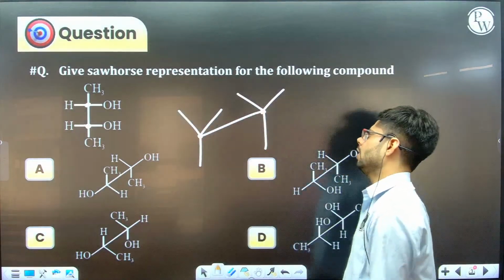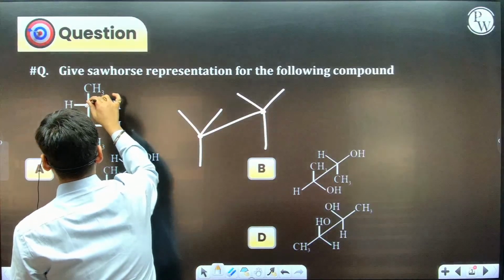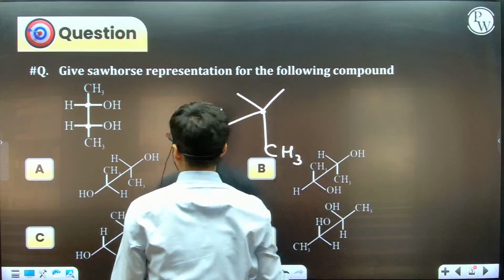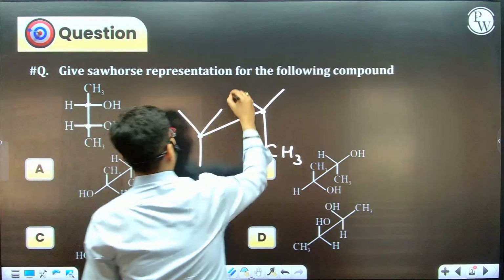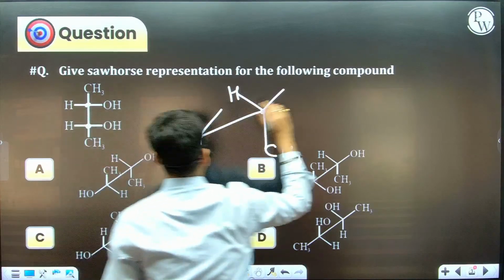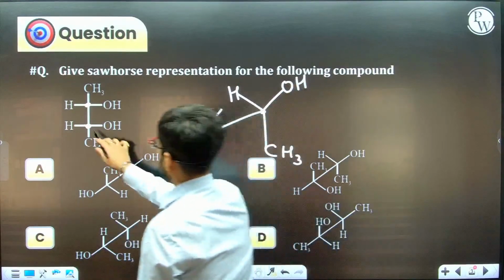All right. Next, look at this carbon. You have CH3 on the vertical line, so here I will write CH3. On the left, you have H, so on this side I have put H. OH is on the right, so I will write OH here. OH is on the right. Similarly, look at this carbon.